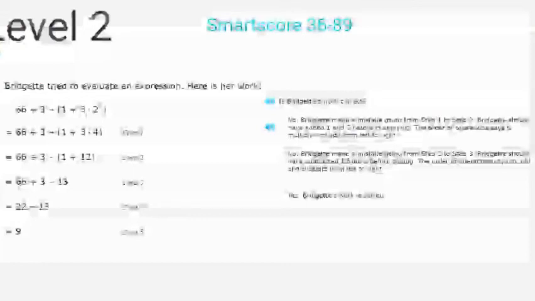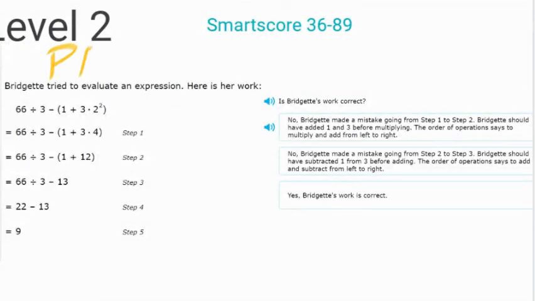Okay, let's take a look at another one. Bridget's work here. So we're looking at this order. So she should be doing something with inside the parentheses first. So everything inside the parentheses.